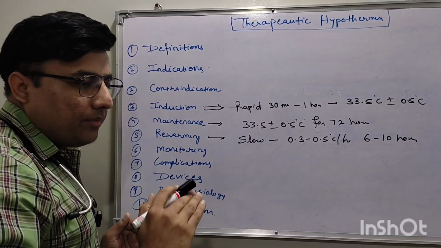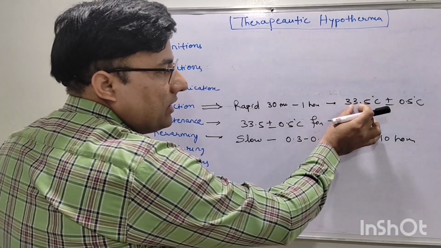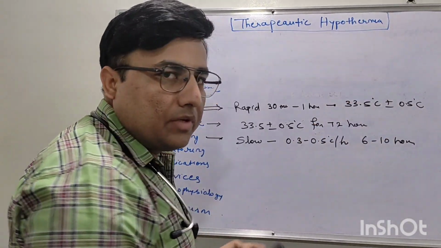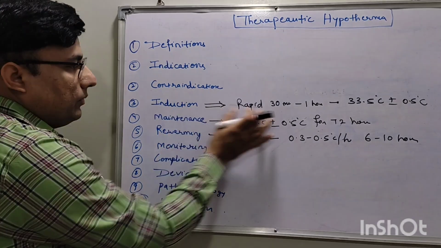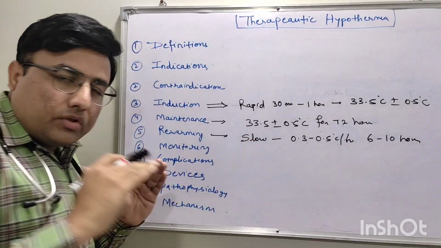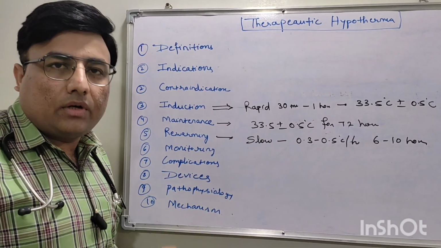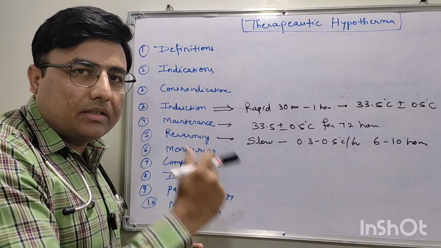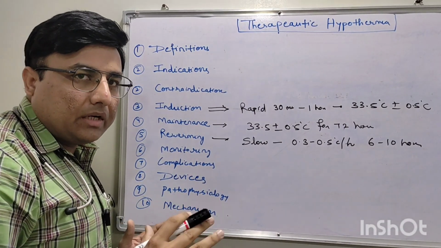Rapidly we have to drop the baby's temperature within 30 minutes to 1 hour up to 33.5 degrees Celsius plus minus 0.5, meaning 33 to 34 degrees Celsius. We have to bring down the baby's temperature. So we have to switch off the warmer, and if you have servo control devices, then we can set the target temperature and they will bring down the baby's temperature rapidly.